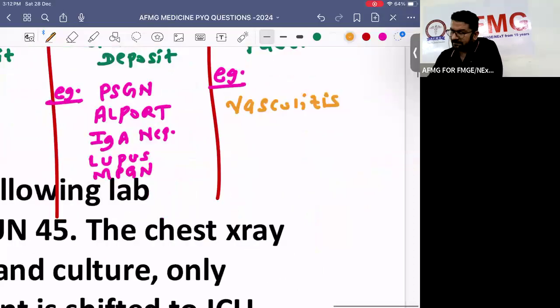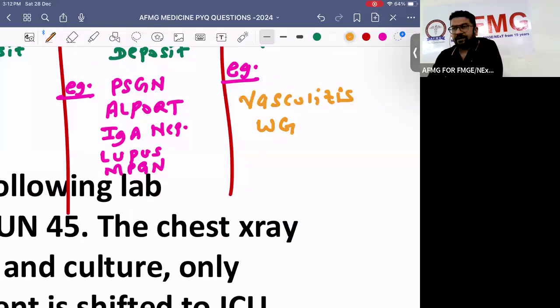So which vasculitis can convert into RPGN? Wegener's granulomatosis, microscopic polyangiitis, polyarteritis nodosa. So these are vasculitis which can convert into RPGN.